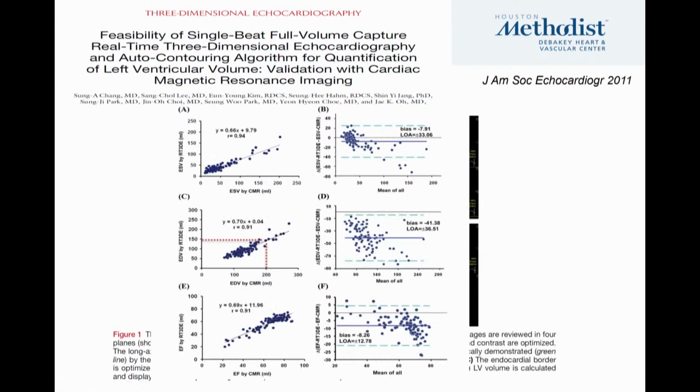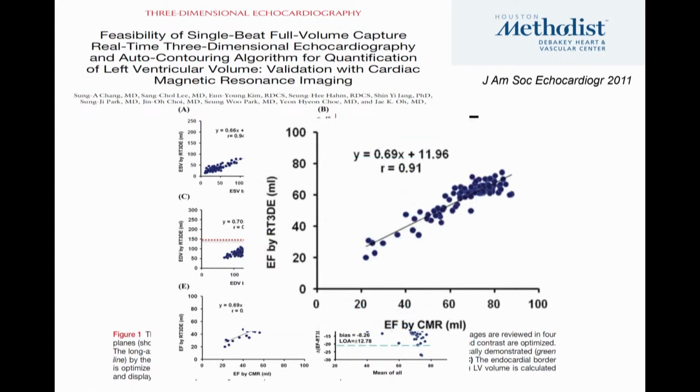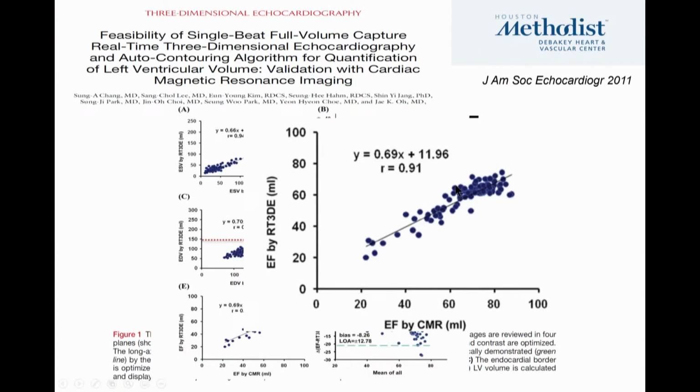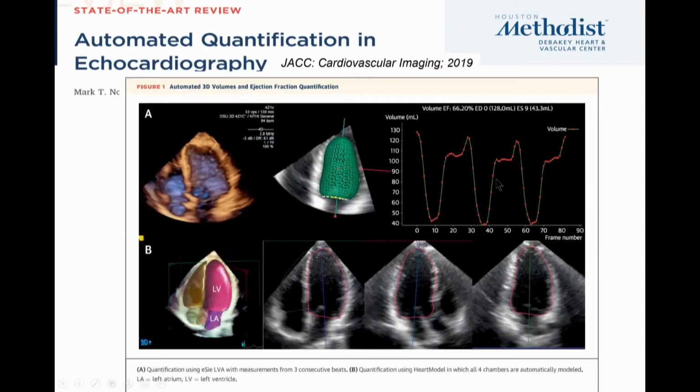This is one of the validation studies where, again, you can see very nice correlations with CMR, but the same tendency. A 200 cc end-diastolic volume by CMR was more like 150 by 3D. So again, we always have this tendency to report lower values compared to CMR. Ejection fraction was not bad. Pretty good correlation here and tight in this particular study.